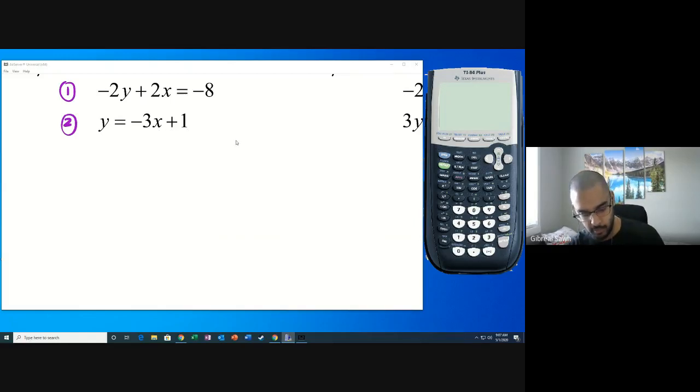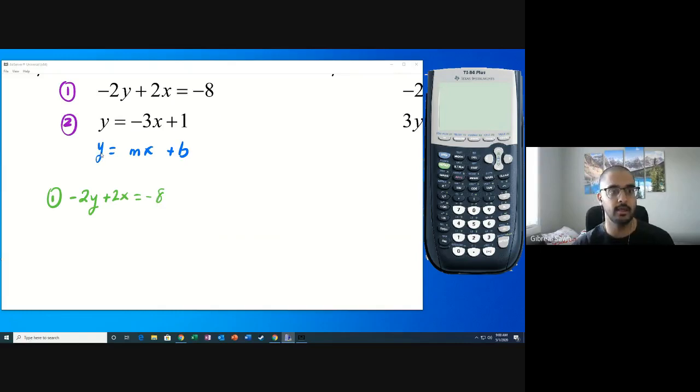So I'm just going to write the format of that slope-intercept form underneath. So mx plus b. And you can see that the x's line up. My m is going to be that -3 value. So I need to change the first one because it's not in that format as of right now. So let's use green for that. Equation 1 originally was -2y plus 2x equals -8.